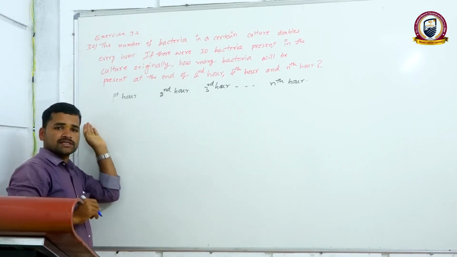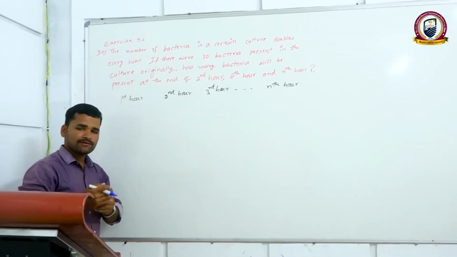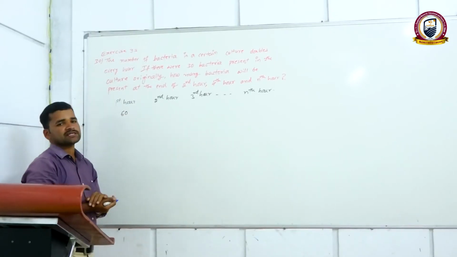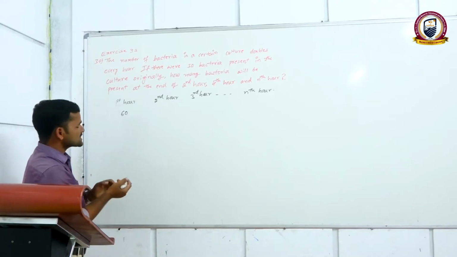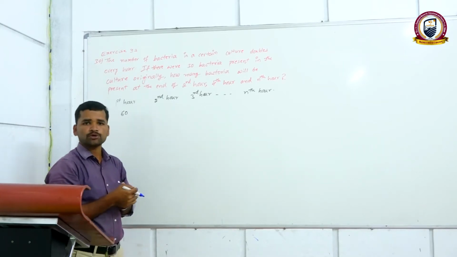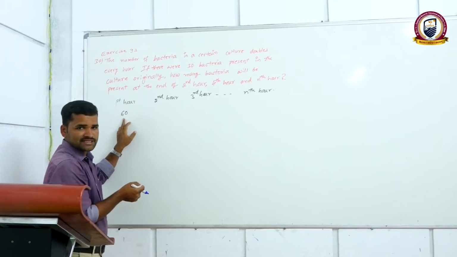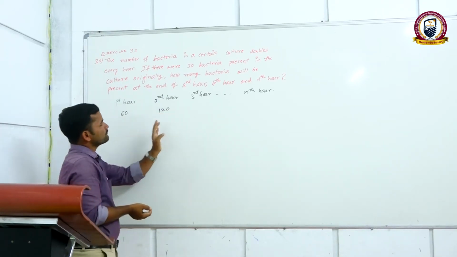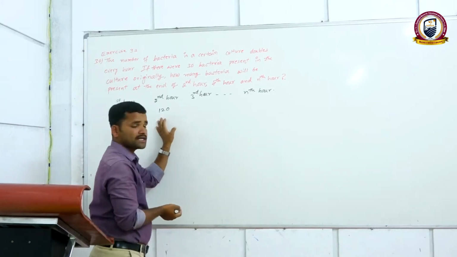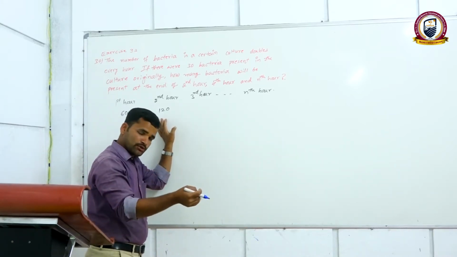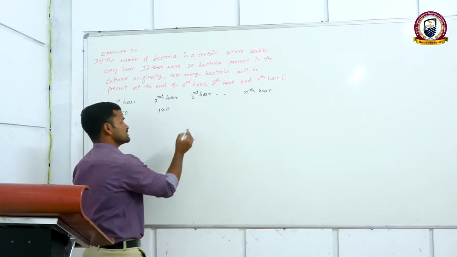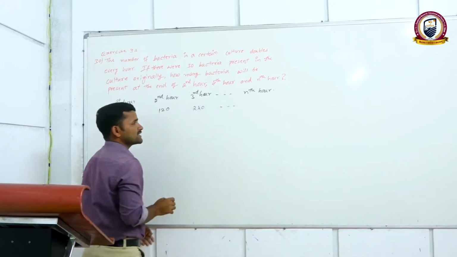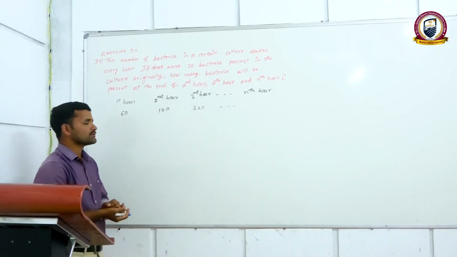Okay, originally 30 bacteria were there. If 1 hour completes, how many bacteria will be there here? 60 bacteria will be there in the culture. Next, 1 more hour completes. Originally now 60 were there, it becomes 120. Next, if 1 more hour completes, 120 becomes 240. Like that it goes. At the end of nth hour, that one we are going to calculate now.